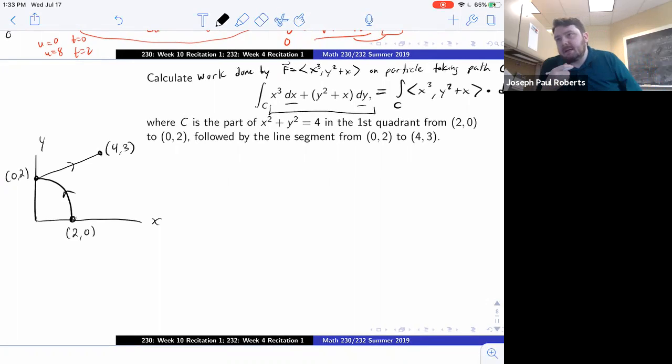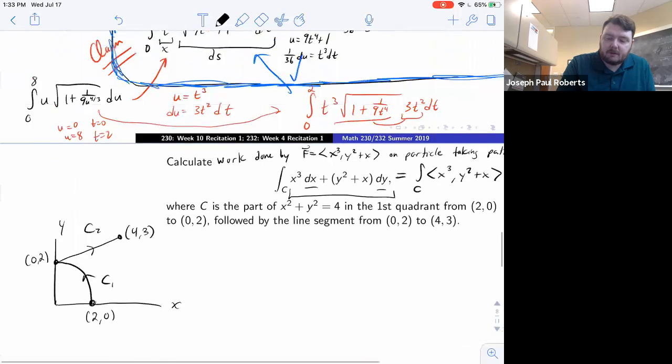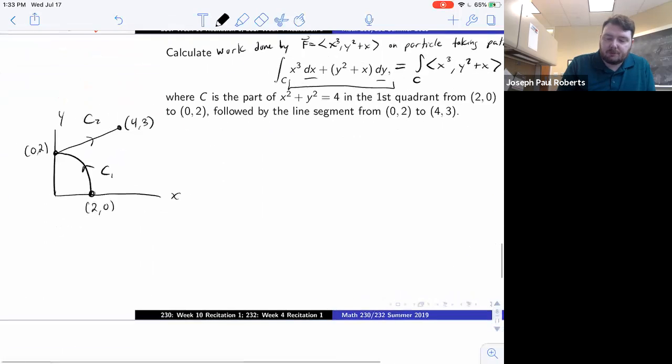So basically, we're just going to have to split this calculation into two pieces and figure out the work on the first piece, figure out the work on the second piece, and then add them together. So let's call these piece 1 and piece 2, or let's call it C1 and C2. So that curve is C1. This curve is C2. So work on C1.